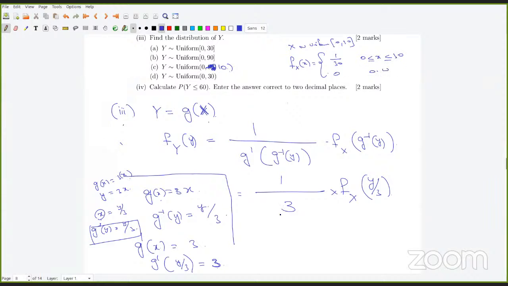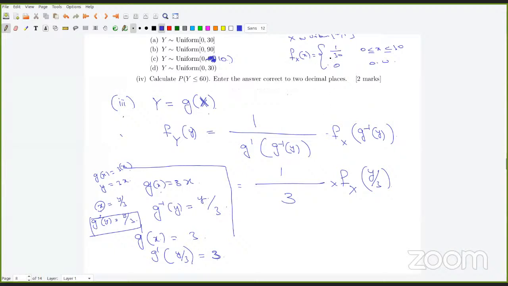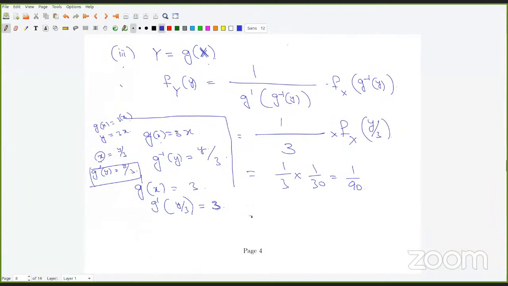So if fx of x is 1 by 30, what will be fx of y by 3? For any value y by 3, it will remain 1 by 30. So 1 by 3 times 1 by 30 will be 1 by 90. Okay, what we got is, it will be 1 by 90 in the interval 0 to 90, and 0 otherwise.